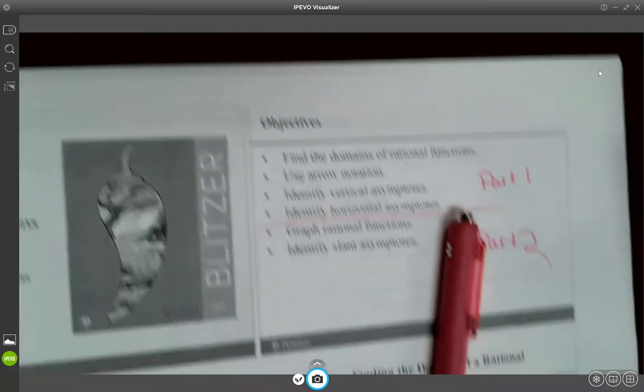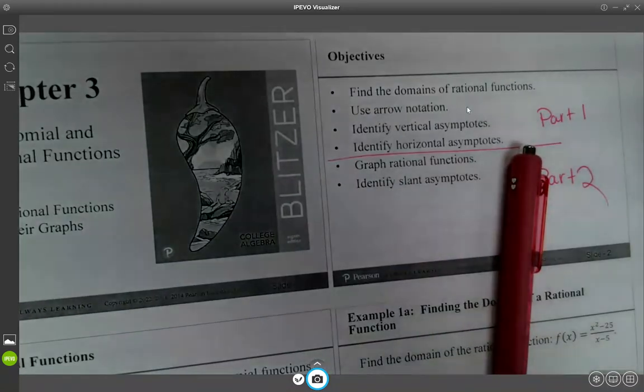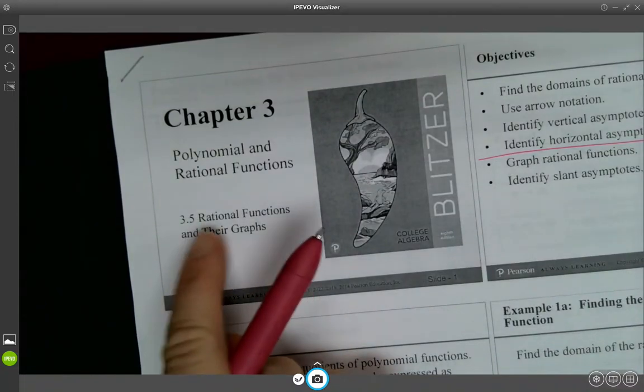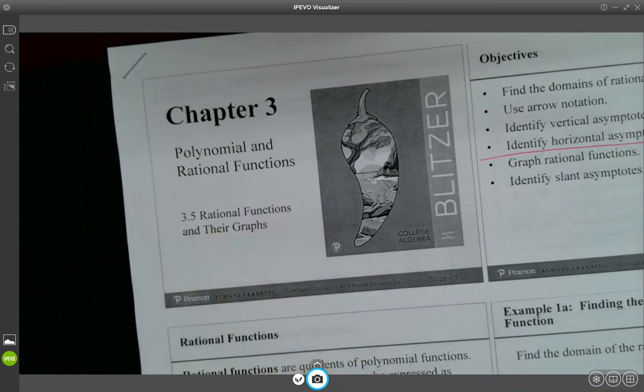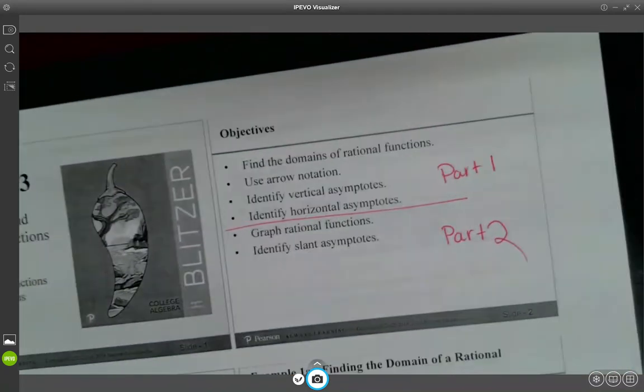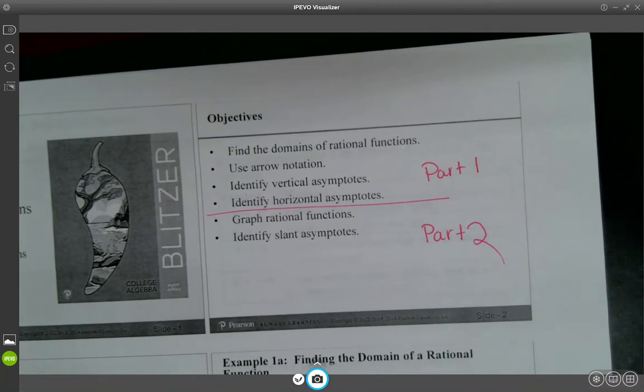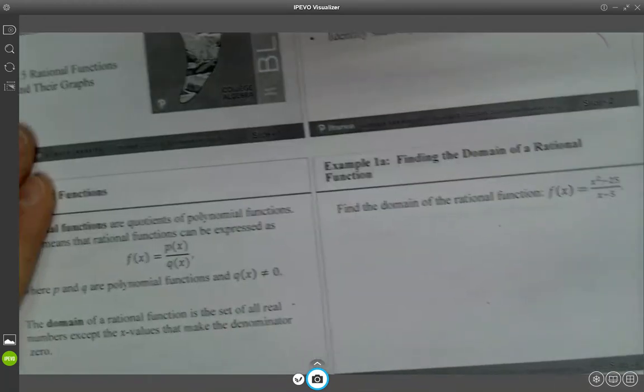We are now in 3.5, which is polynomial and rational functions and their graphs. So remember, rational is with the fraction, and so we are going to look at their graphs. So part one is going to be find the domain of rational functions, use arrow notation, identify vertical and horizontal asymptotes. So let's go ahead and get started.